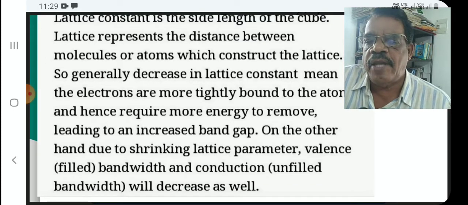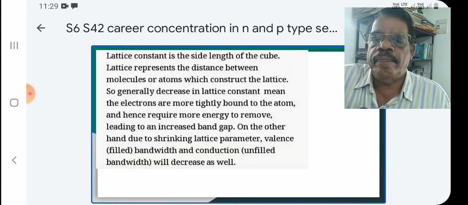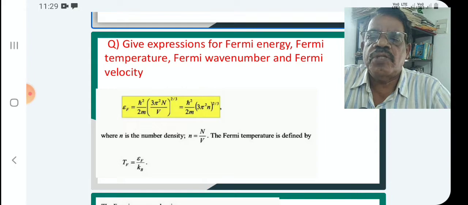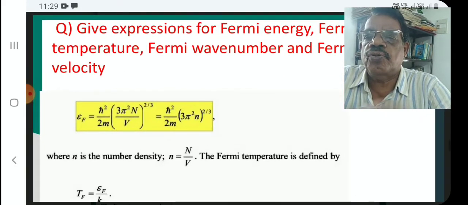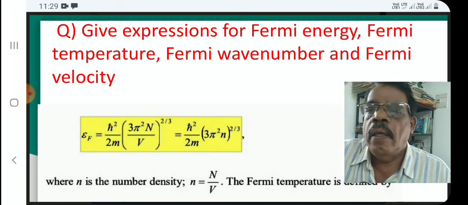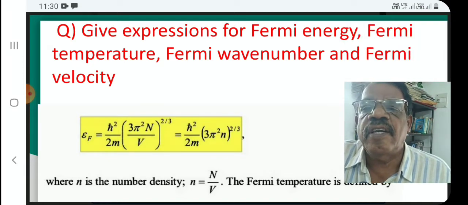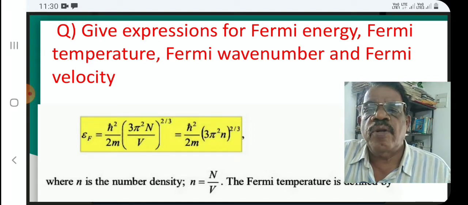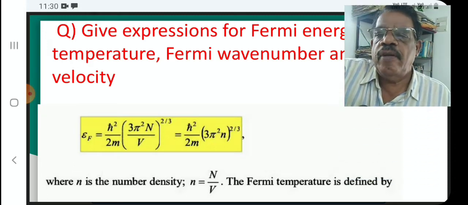Valence band width and conduction band width will decrease as well. Some more equations are here. You have to study them also. Give expressions for Fermi energy, Fermi temperature, Fermi wave number, and Fermi velocity.